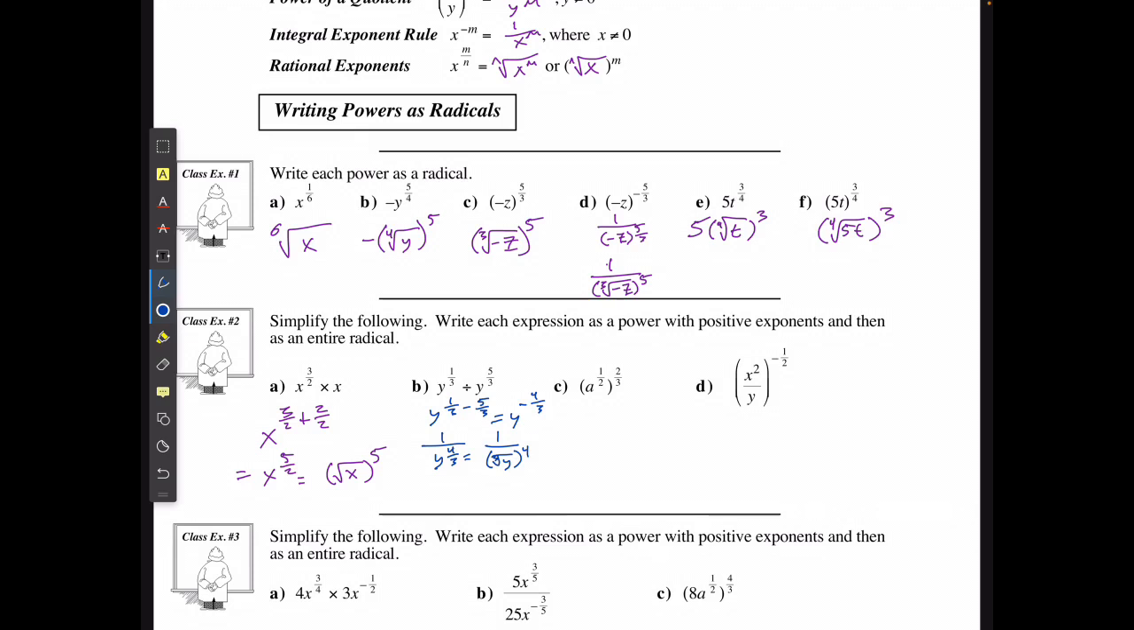For example C, I'm going to be multiplying, so I'm going to multiply straight across the numerator. 1 times 2 is 2. And 2 times 3 is 6. And 2 over 6 can be reduced to the fraction of 1 over 3. So this is just the cube root of a.